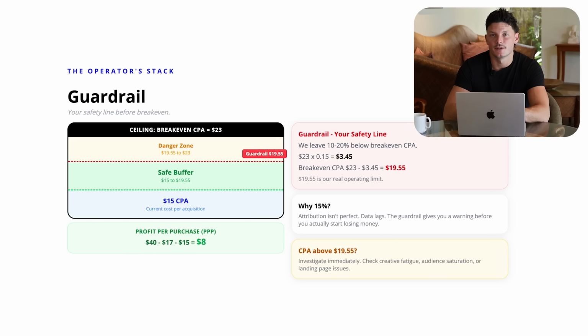So now you want to put a guardrail in place, a safety margin, if you will. I typically use 10-20% below break-even CPA as the safety margin. So in this case, if our break-even is $23, $23 times 0.15 equals $3.45. So we can take our break-even CPA, $23, minus $3.45. That equals $19.55. So that's our real operating limit. That way the system always has some scaling breathing room, protecting your profit margin.